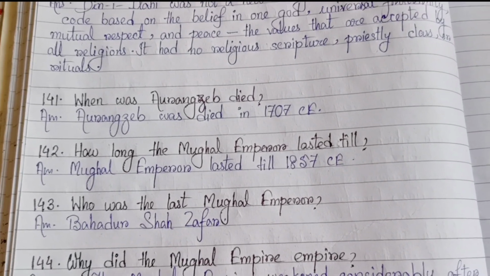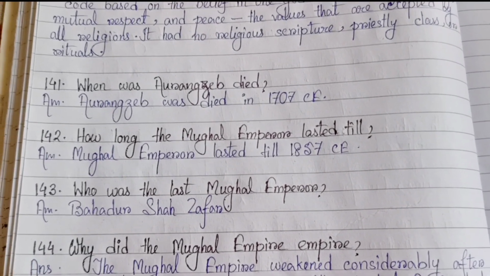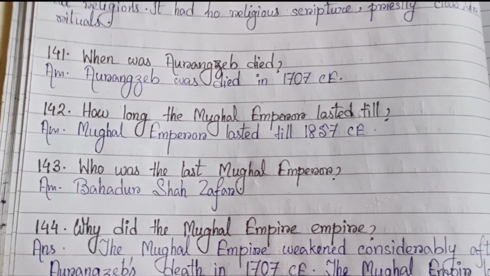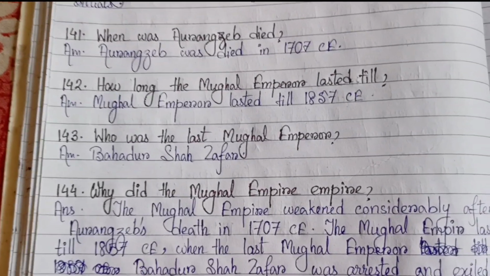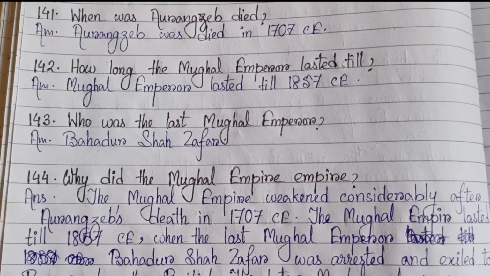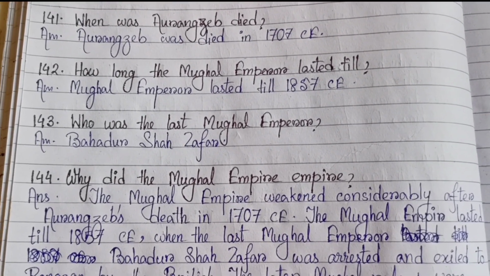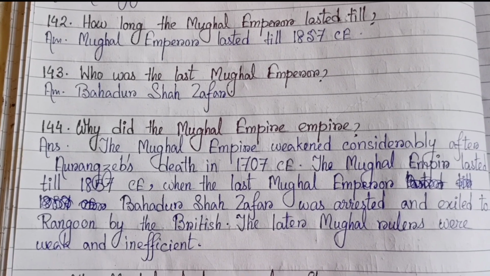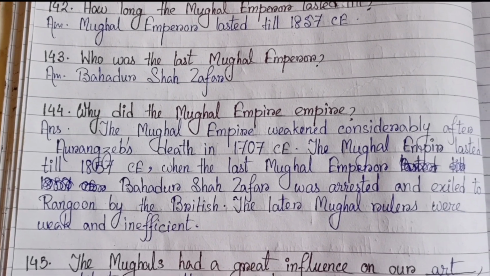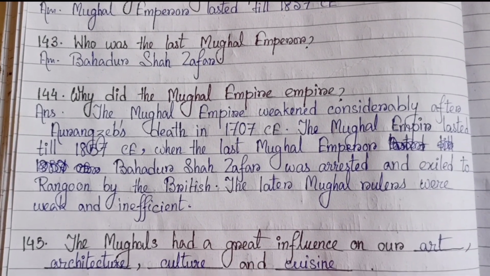141. When did Aurangzeb die? Aurangzeb died in 1707 C.E. 142. How long did the Mughal empire last? The Mughal empire lasted till 1857 C.E. 143. Who was the last Mughal emperor? Bahadur Shah Zafar.